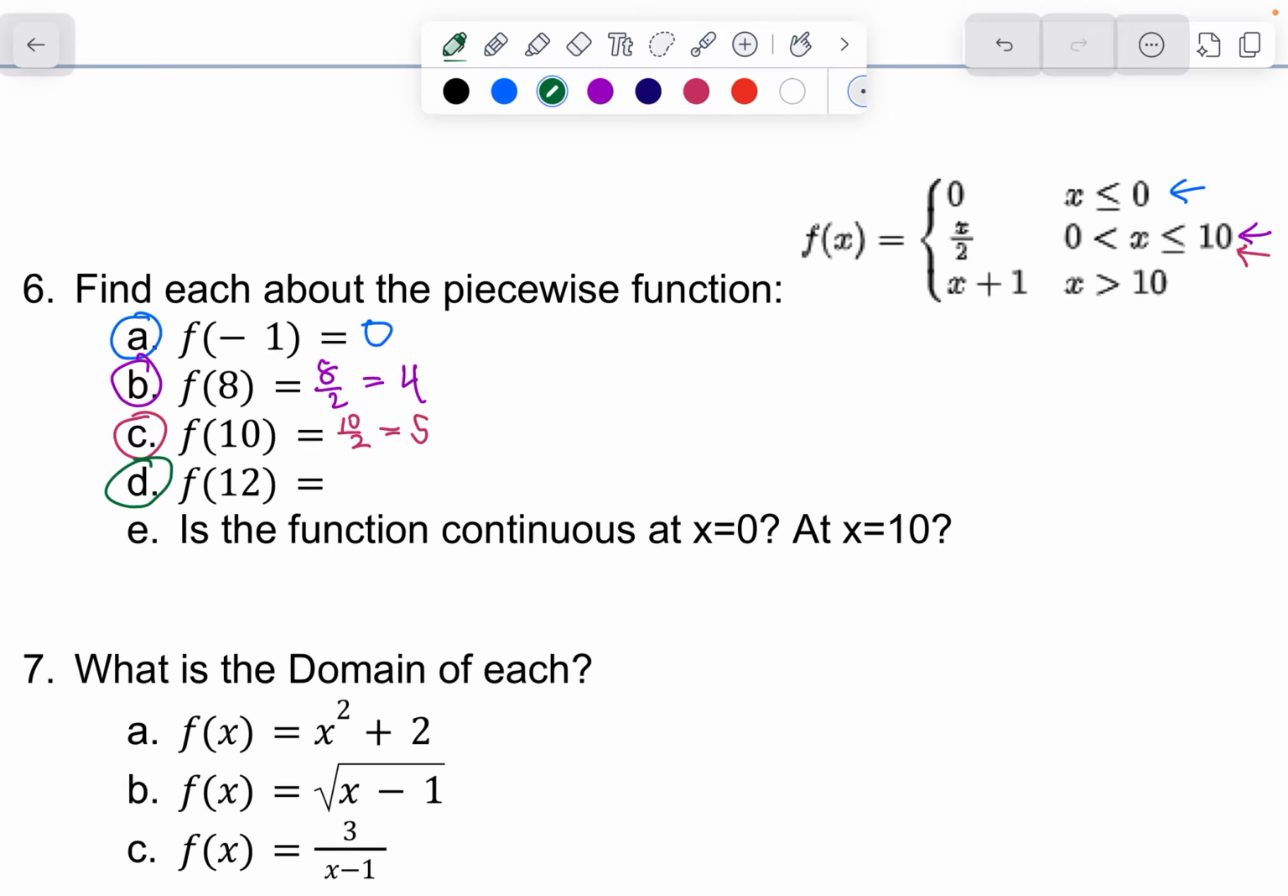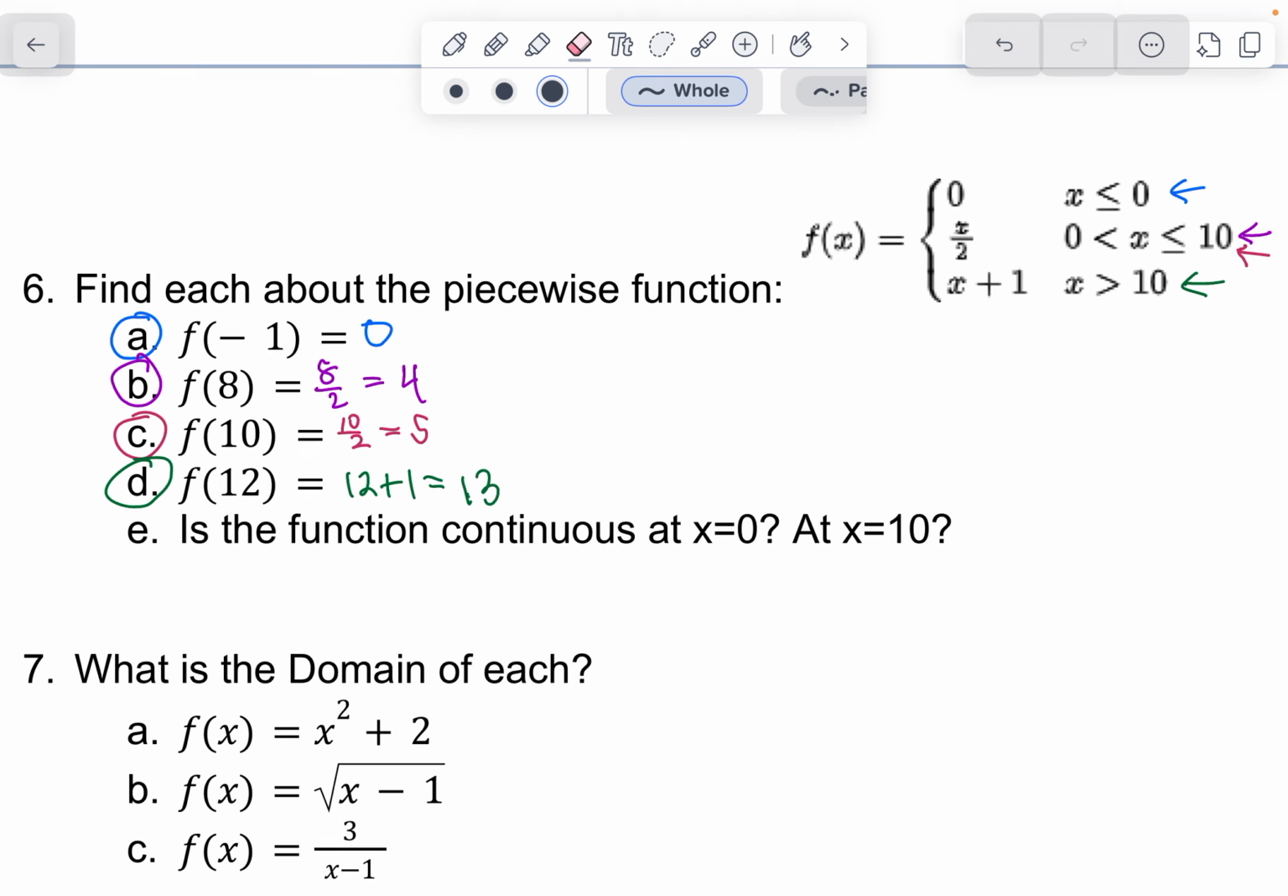12 is bigger than 10, so we would use this one. It's just 12 plus 1, or 13. Now it says the following questions. Is the function continuous at 0? Is the function continuous at 10? Now, piecewise functions are going to be discontinuous most of the time if on the border there is a jump between the functions. So how do we check that?